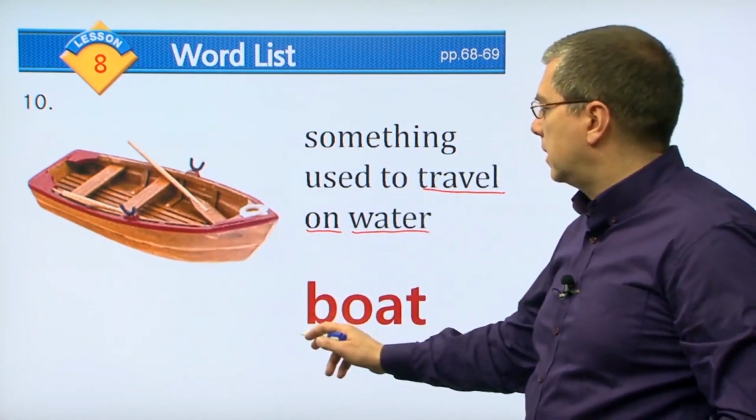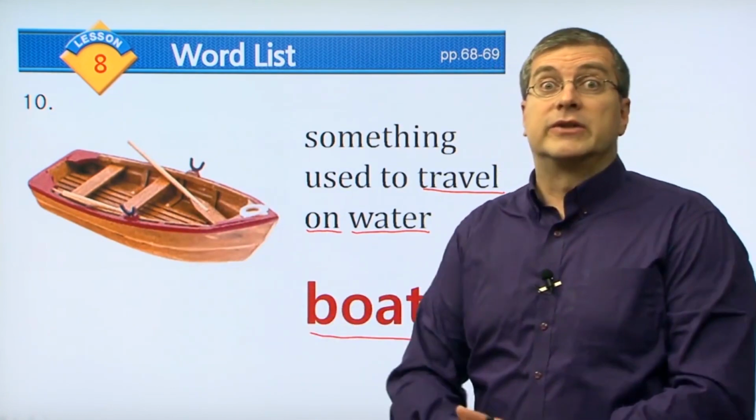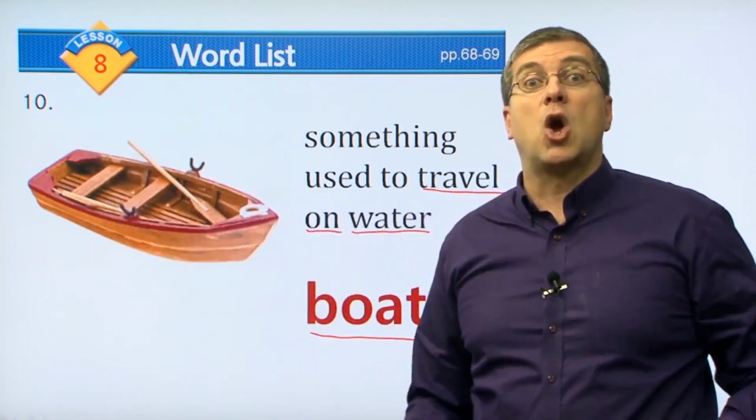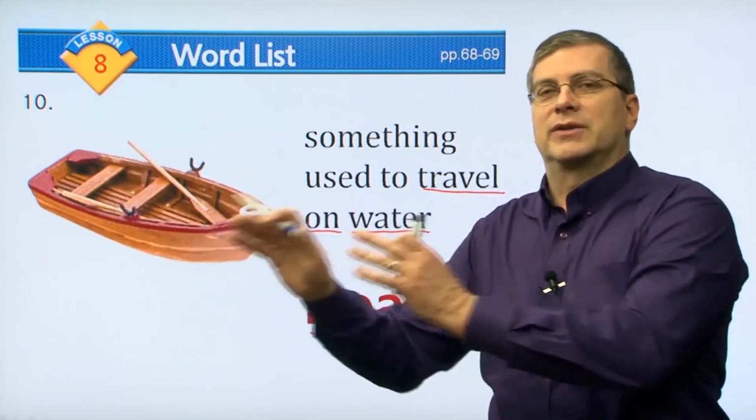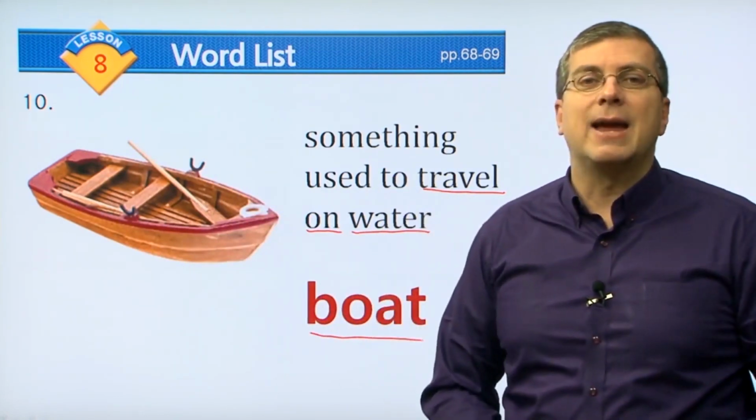This, of course, is called a boat. A boat. And some boats are very small, like this. Some boats are very big. They're like hotels, and they go across the water, okay? So something used to travel on water is a boat.